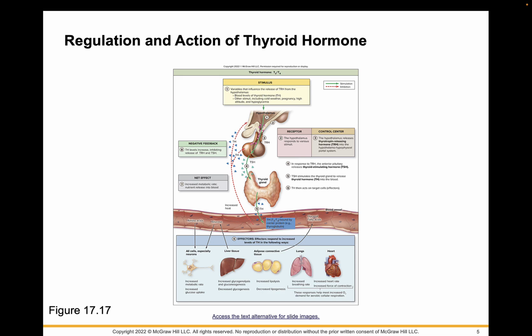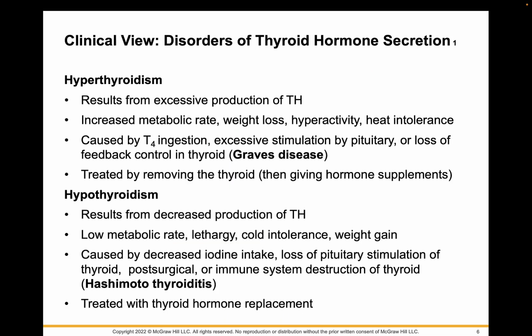Now, the two primary conditions that are most associated with the thyroid are either hyperthyroidism. This is going to be too much thyroid hormone being produced. This results in significant increases in metabolic rate. We're going to see very major weight loss, hyperactivity, and individuals that don't tolerate the heat really well. Now, this could be caused by the ingestion of T4. There could be excessive stimulation by the pituitary, or there actually could be the loss of a feedback control mechanism, and this would be Graves' disease.